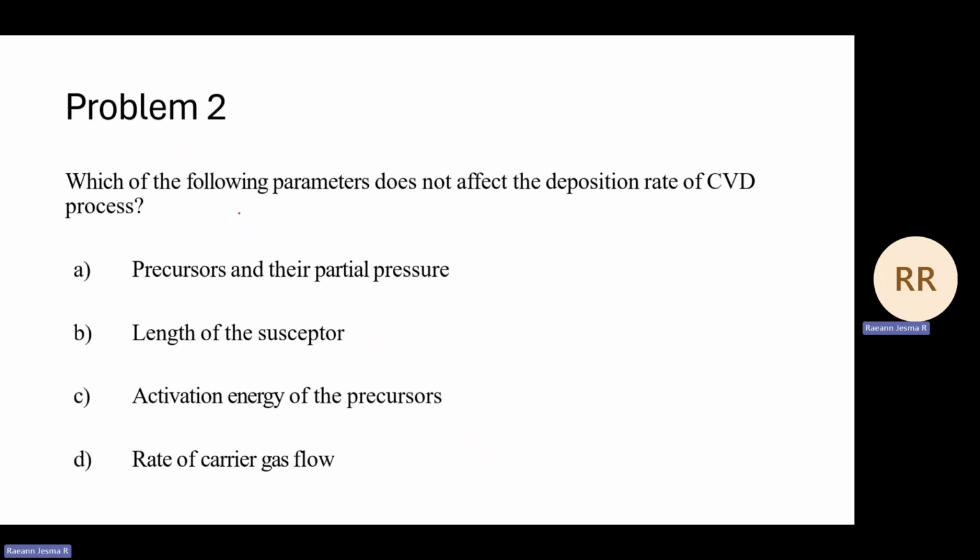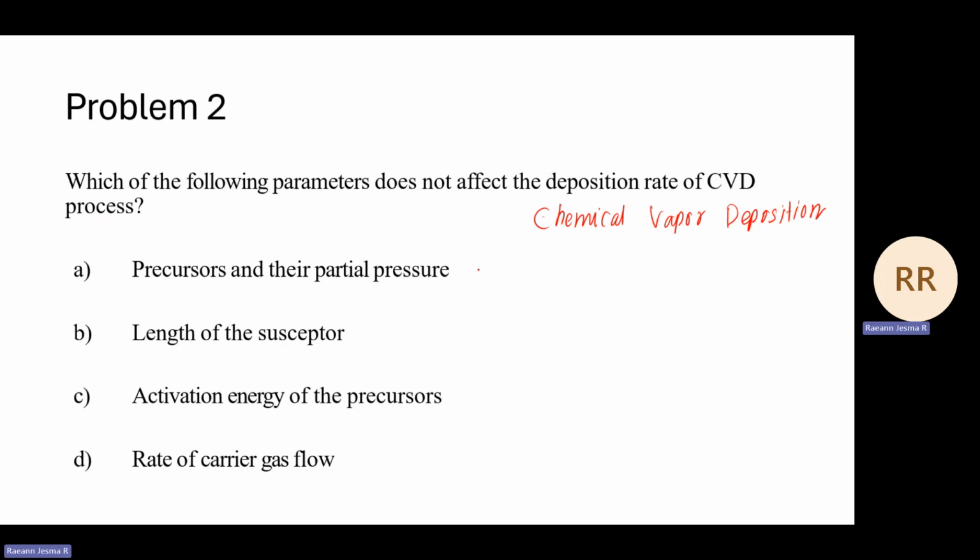So next we'll move on to problem 2. Which of the following parameters do not affect the deposition rate of CVD process? So CVD is chemical vapor deposition. It is a type of deposition process. So the options are A, precursors and their partial pressure, B, length of the susceptor, C, activation energy of the precursors, D, rate of carrier gas flow.